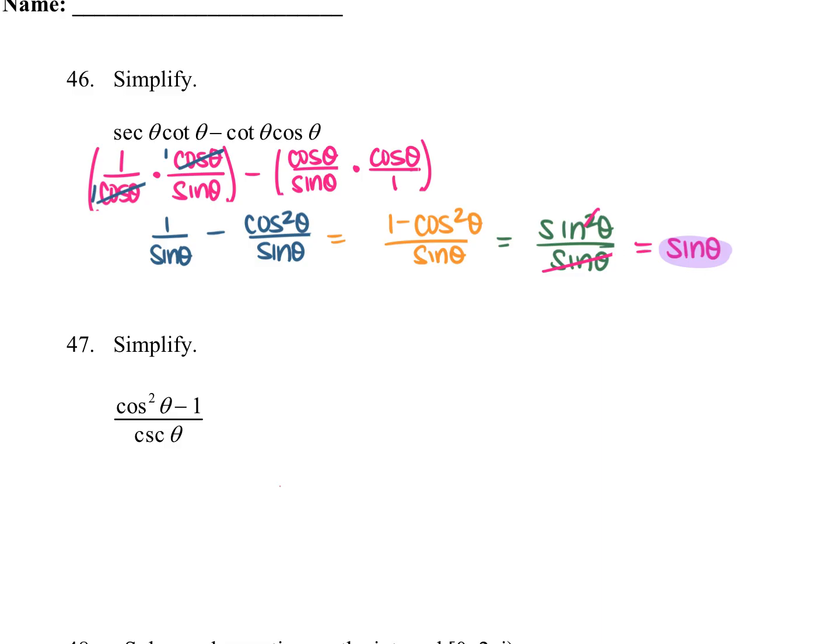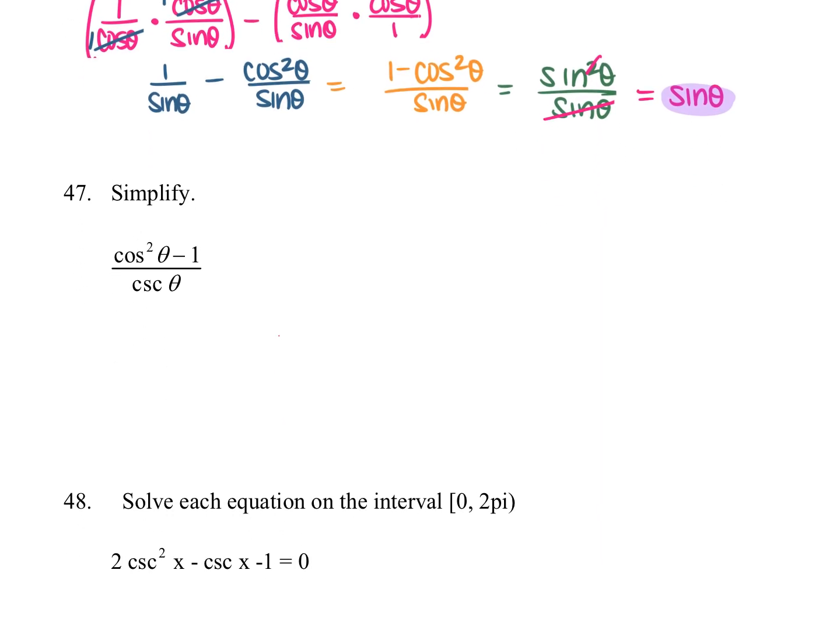Next, we're simplifying cosine squared theta minus 1 over cosecant theta. This is number 91 from your review. This is the same thing as saying negative sine squared theta over 1 divided by cosecant, which is 1 over sine theta. If we keep change flip, that's sine squared theta over 1 times sine theta over 1, which then gives us sine cubed theta.